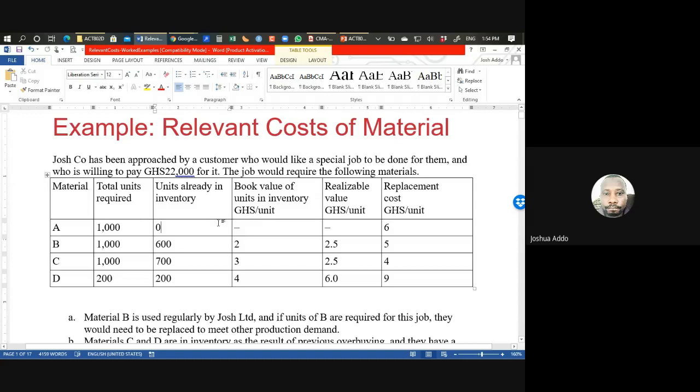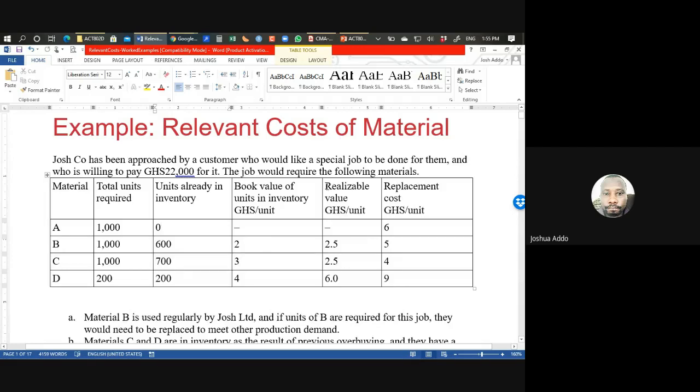So book value, because we don't have any of material A in inventory, we don't have any book value on it. Material B, the book value is 2 cedis per unit. Material C, 3 cedis per unit. Material D, 4 cedis per unit.